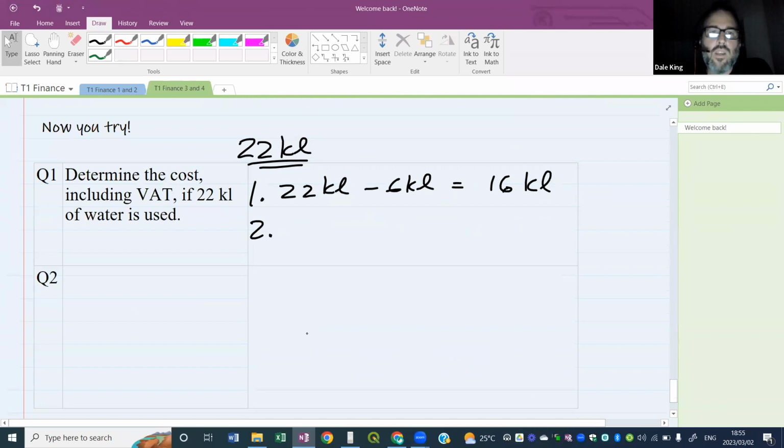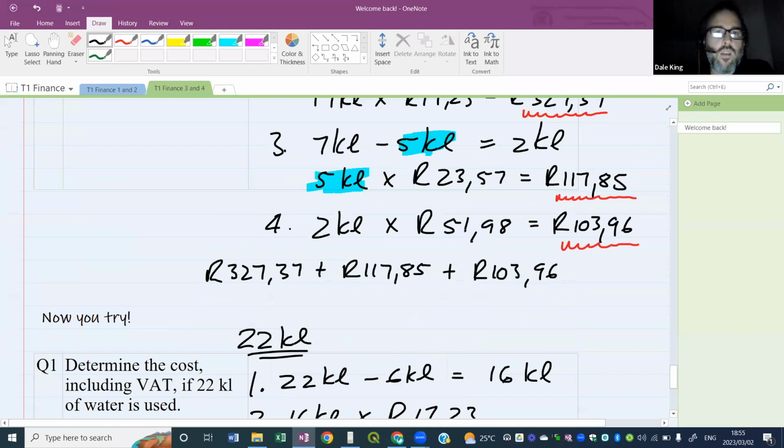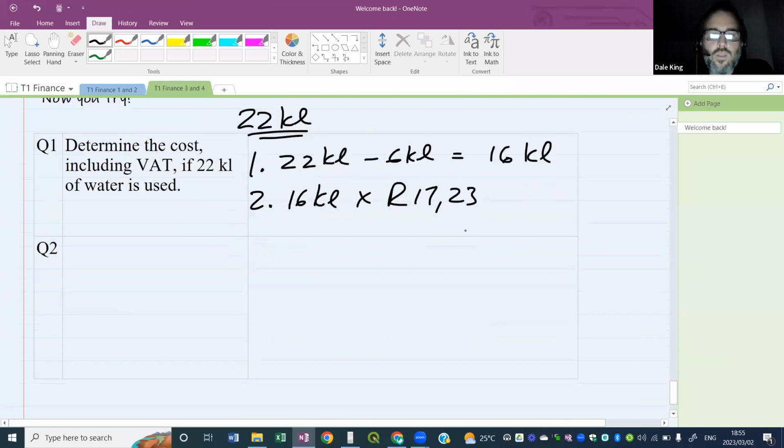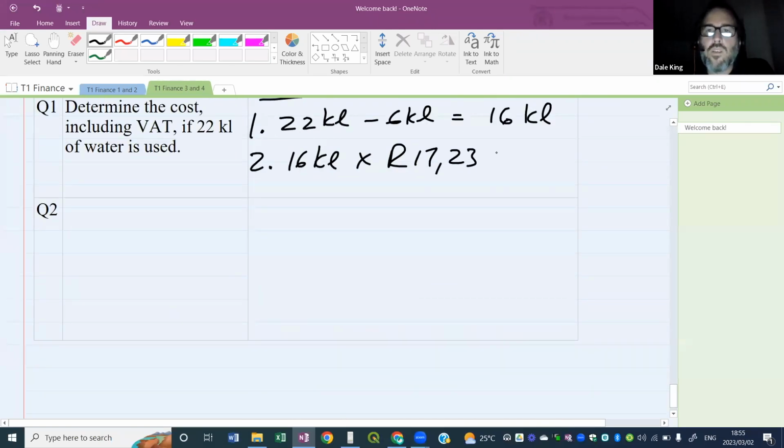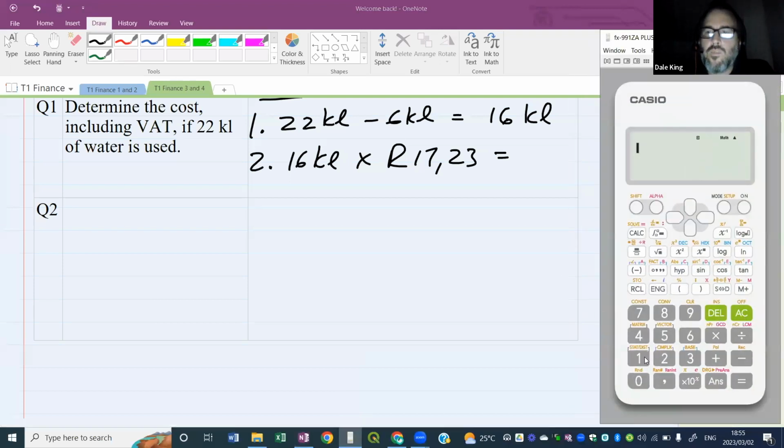All right. So these 16 kiloliters must get charged at the second tier rate, which is, if I'm not mistaken, 17 rand 23. We've got to check. Yeah, 17 rand 23. So 16 times 17 rand 23.